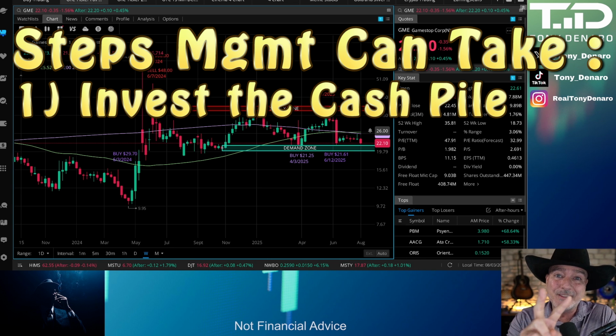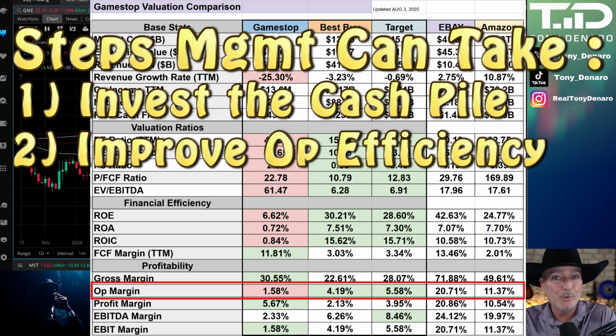The second thing that the management team can do is continue to improve operational efficiency. There's still room to cut costs or boost sales. And this is why management has been focused on closing underperforming stores, optimizing inventory levels, and improving the inventory mix to concentrate on higher margin items like the collectibles. All of these changes could lift operating income, which would raise ROIC and make the business more attractive to all investors, including these big institutions.